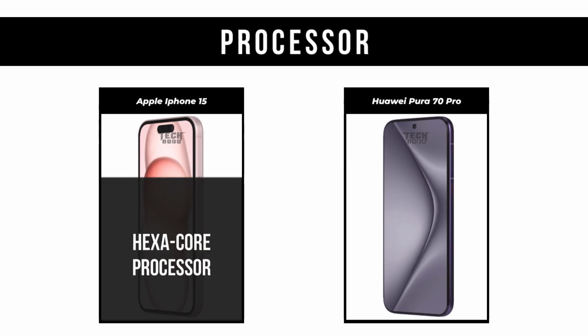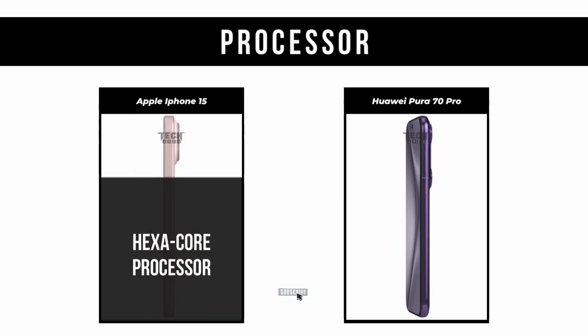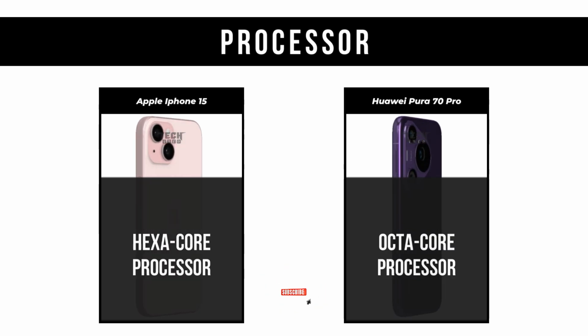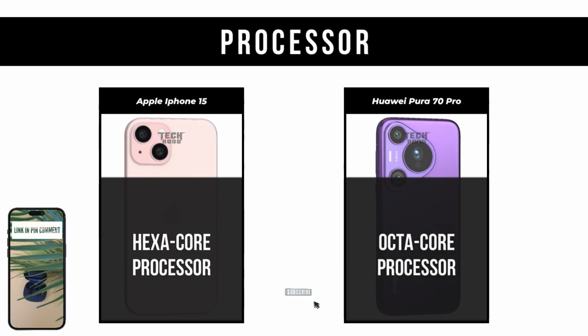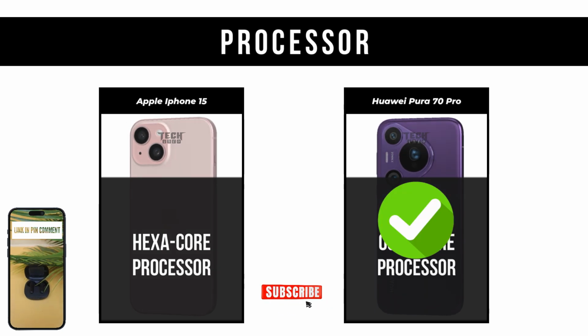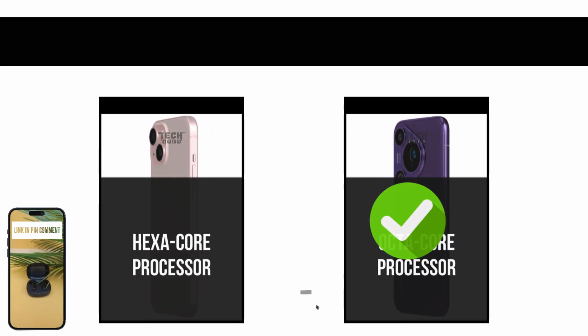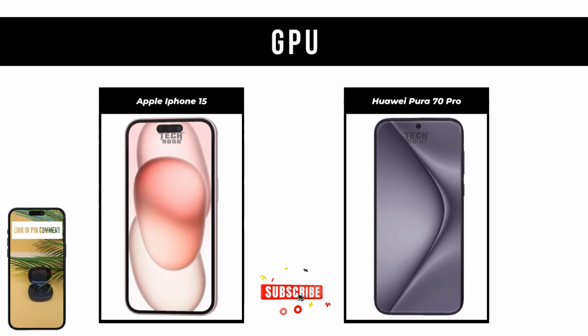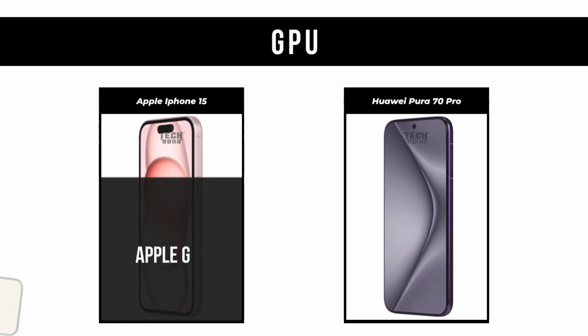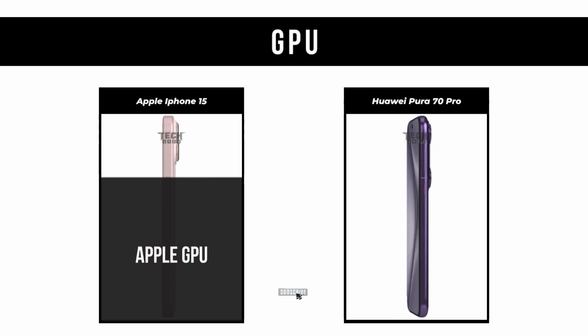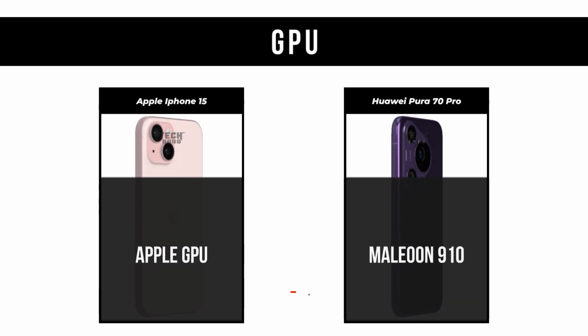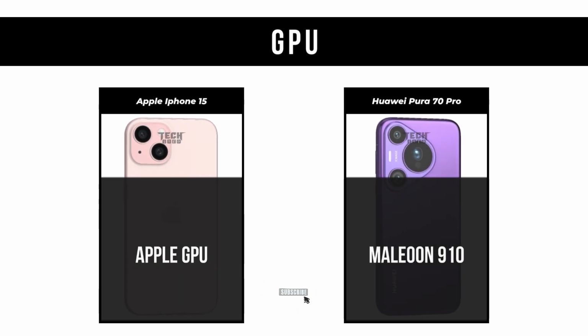Processor. Apple iPhone 15 is Hexacore processor. Huawei Pura 70 Pro is Octa-core processor. GPU. Apple iPhone 15 is Apple GPU. Huawei Pura 70 Pro is Maloon 910.